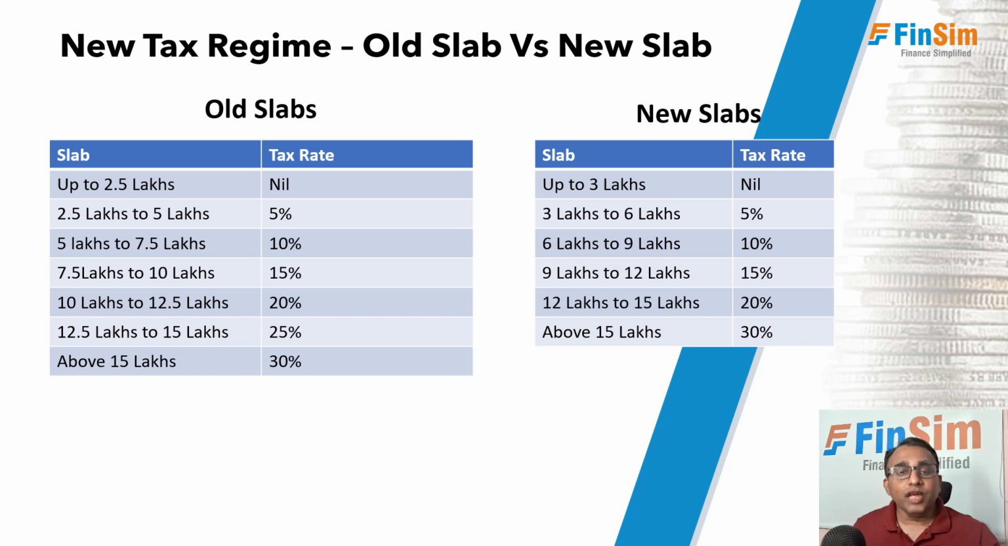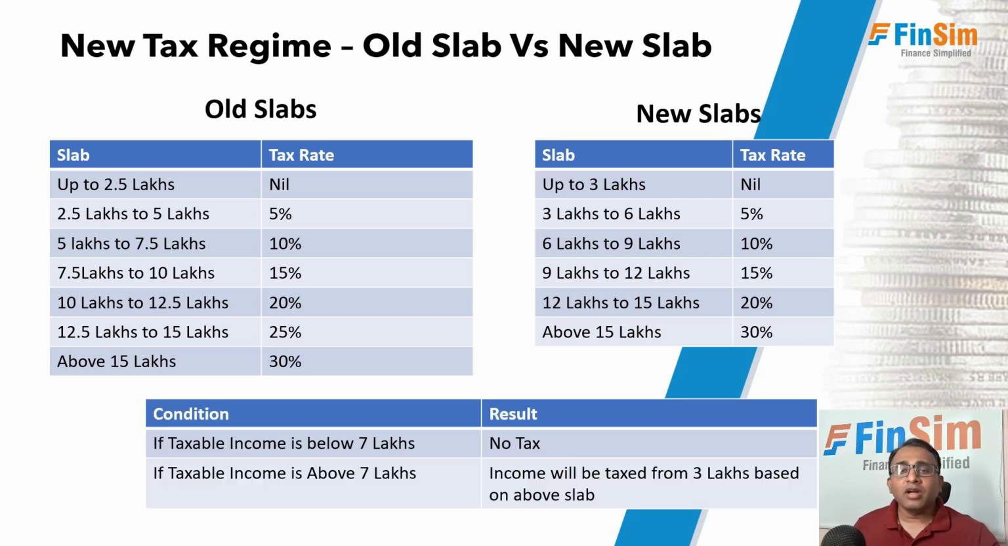Under the new slabs announced, income up to 3 lakh rupees will attract no tax. 3 lakh to 6 lakh rupees will be taxed at 5%, 6 to 9 lakh rupees at 10%, 9 to 12 lakh rupees at 15%, 12 to 15 lakh rupees at 20%, and any amount above 15 lakh rupees will be taxed at 30%.